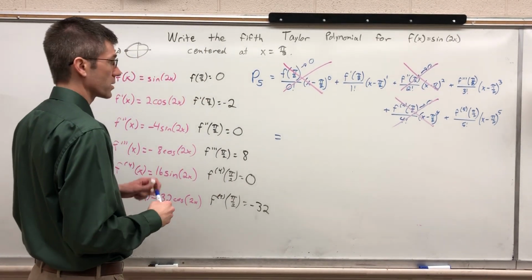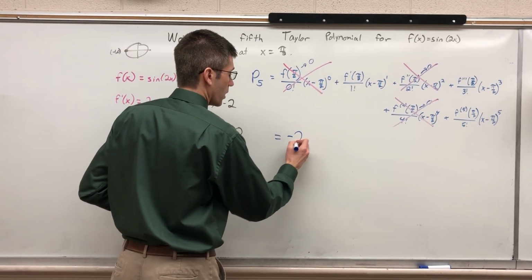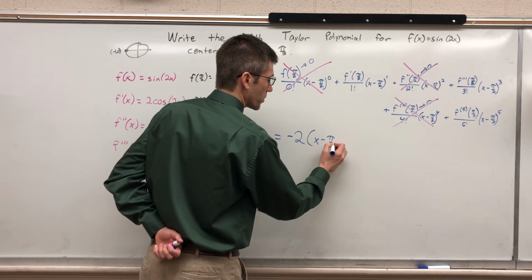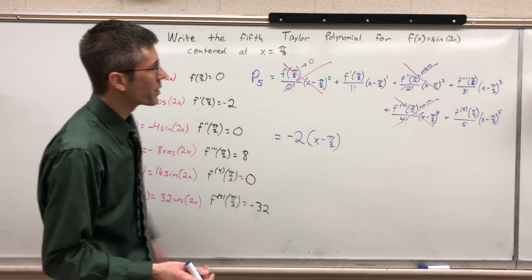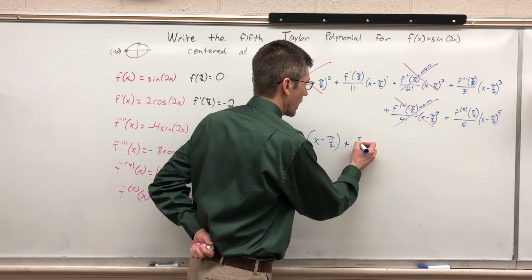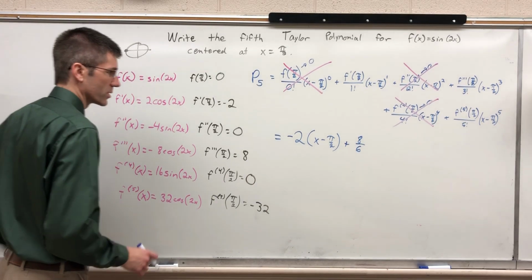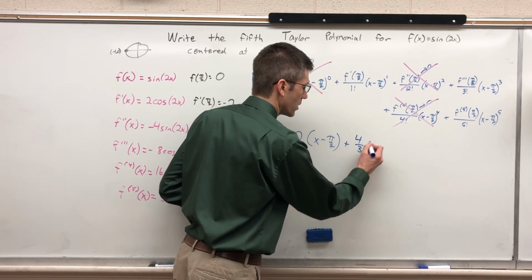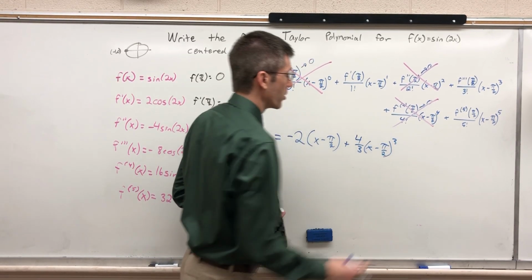Okay, so let's plug those in. We have negative 2 over 1 factorial, which is nothing special, that's just 1. X minus pi over 2. I guess 1 is special in its own little way, right? And then we will figure out what that is, which we already did. It was 8. And we have 8 over 3 factorial. I'm going to reduce that. Leaving that as 8 over 6 is perfectly acceptable, but I just don't like it. So 4/3, a little bit of middle school math as we continue our calculus. And this is to the third.